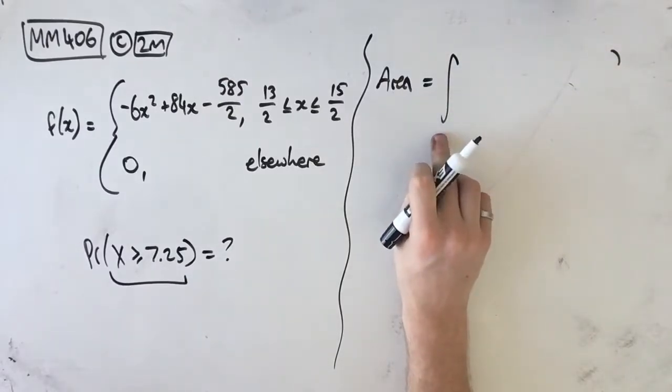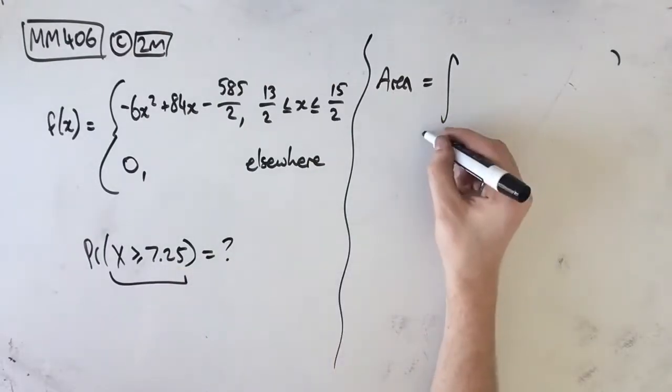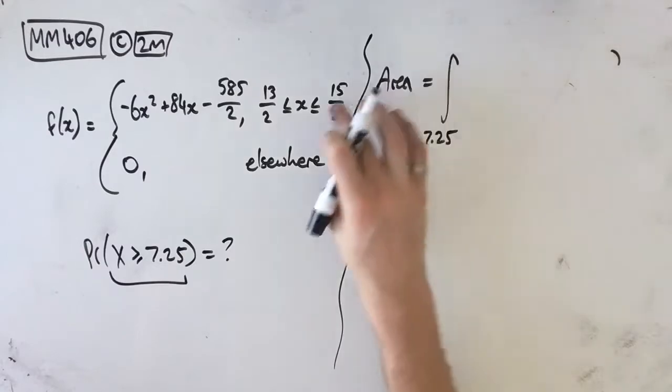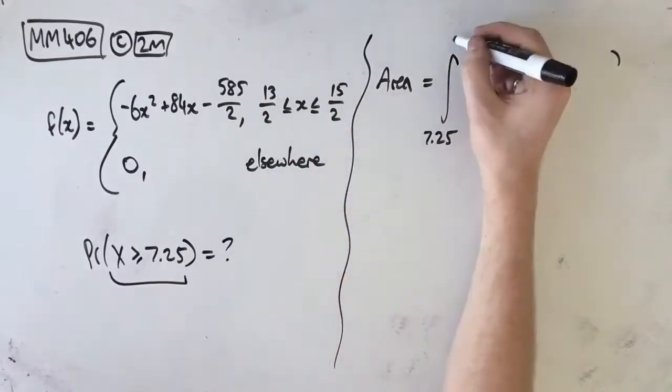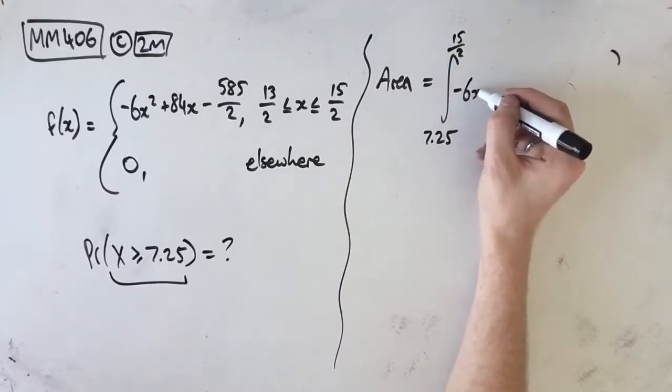And how do we find area under a graph? Using our integrals. So we're looking for the area from 7.25 onwards, but not to infinity because our function is limited. It has an upper limit of 15 on 2. So we say that our upper limit is 15 over 2, and our function is just whatever our function is.